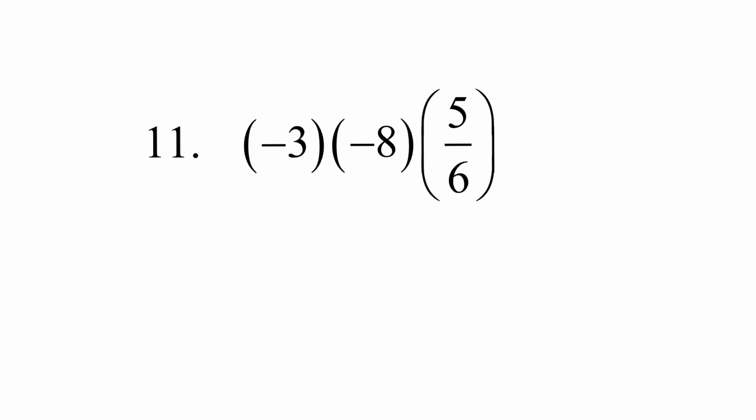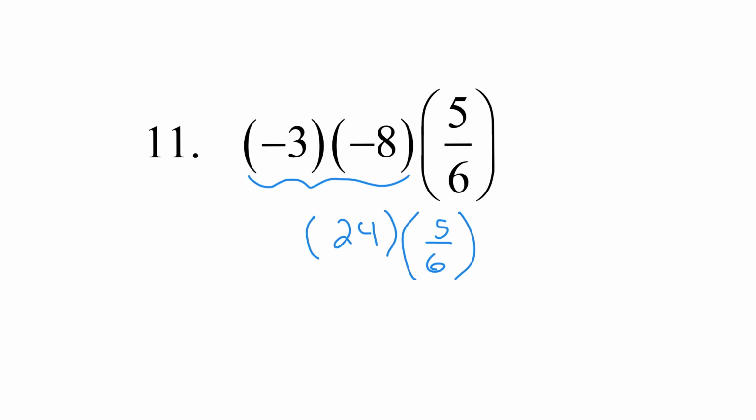Same idea on this one. Notice we have two integers, negative 3 and negative 8, and we have a rational number, the fraction 5 over 6. Order doesn't matter. I'm going to multiply the first two integers first. That's going to make my life a lot easier. So negative 3 times negative 8. Negative times negative, they have the same sign, so that's going to be positive 24. 3 times 8 is 24. My fraction is 5 over 6, so let me bring down the fraction, 5 over 6.